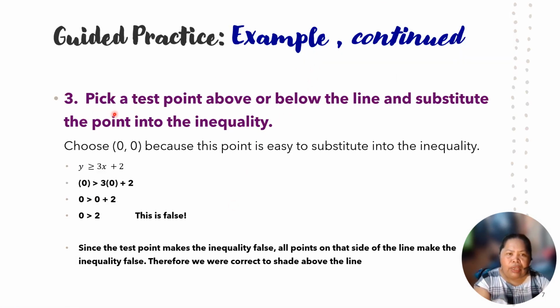Then step 3, pick a test point above or below the line and substitute the point into the inequality. So choose (0, 0) because this point is easy to substitute into the inequality. So y is 0, is it greater than 3 times 0 plus 2? Therefore, 0 is greater than 0 plus 2, so 0 is greater than 2. This is false. Since the test point makes the inequality false, all points on that side of the line make the inequality false. Therefore, we were correct to shade above the line. So the shade is really above the line. Okay? So that is correct.